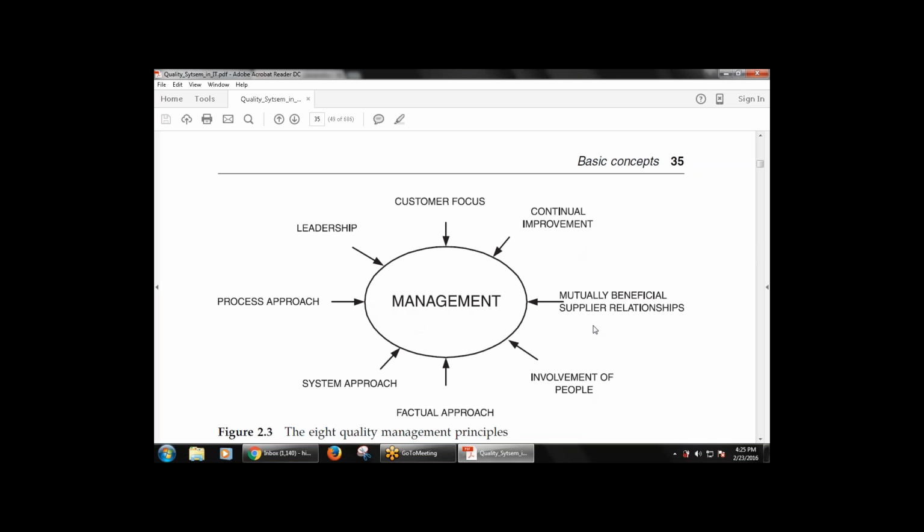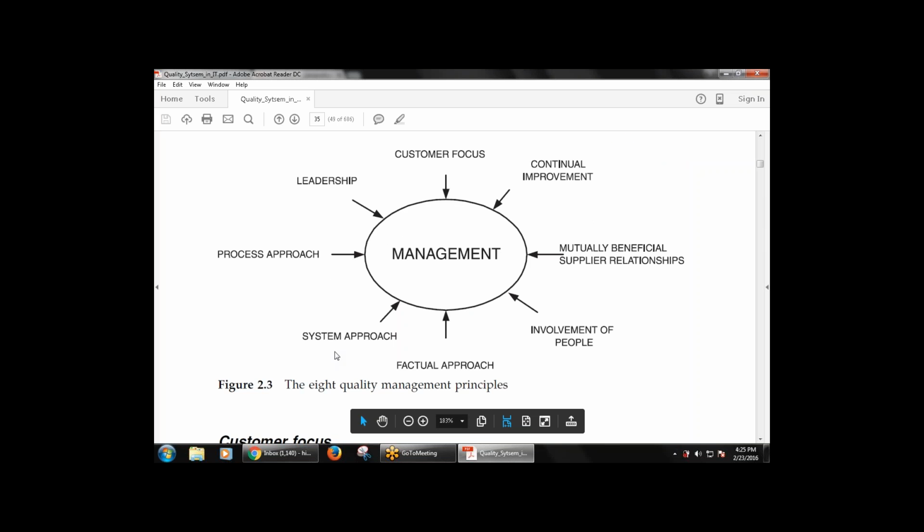Then there is a continual improvement. After the leadership, there is a continual improvement. Then next is a mutually beneficial supplier relationship. Then there is the involvement of the people. Then there is a system approach. Then there is a factual approach. So these are the various, we can say, the 8 principles that are available.